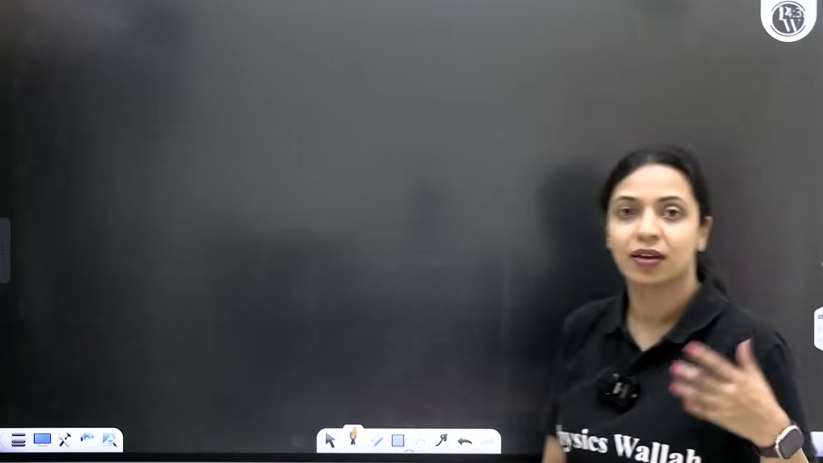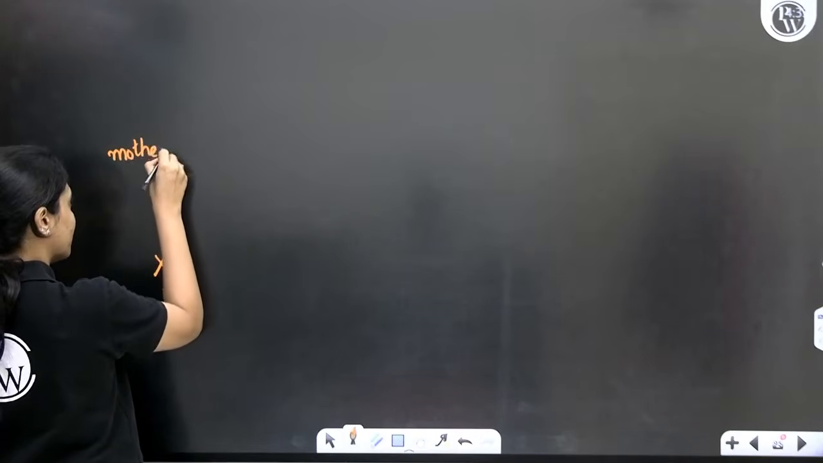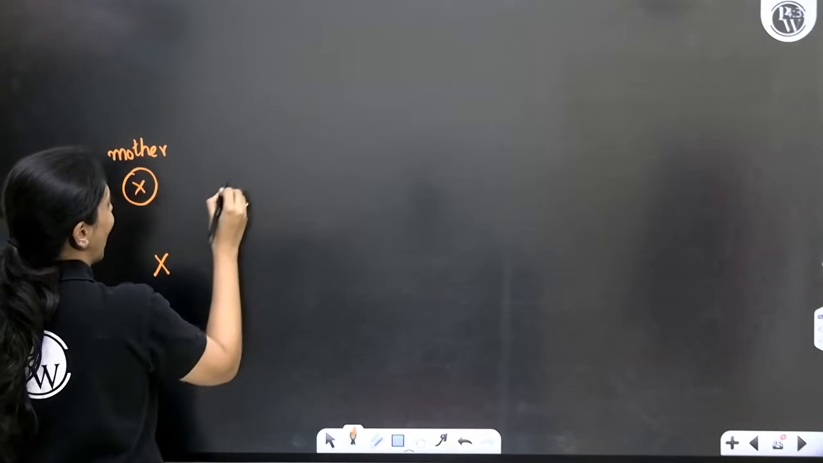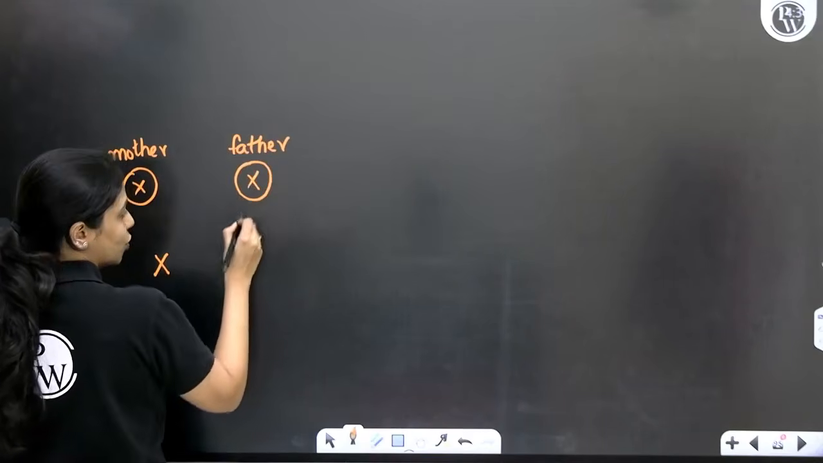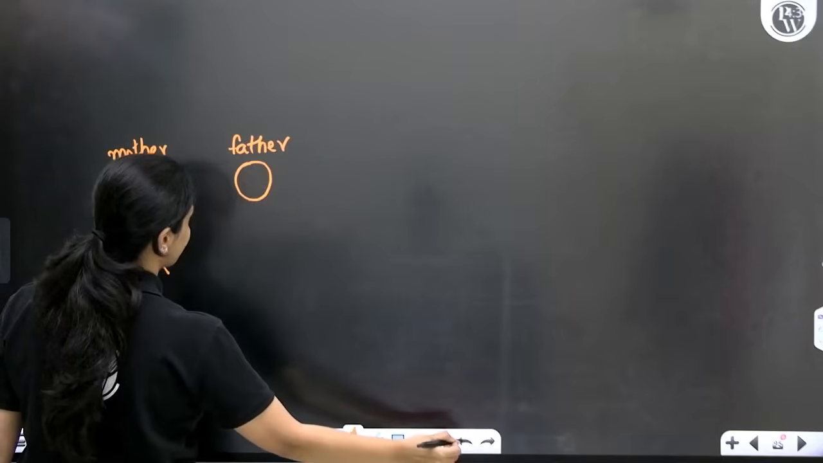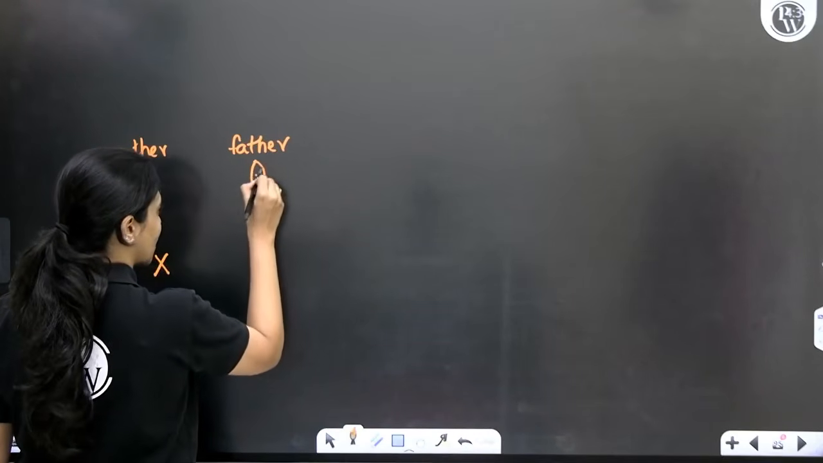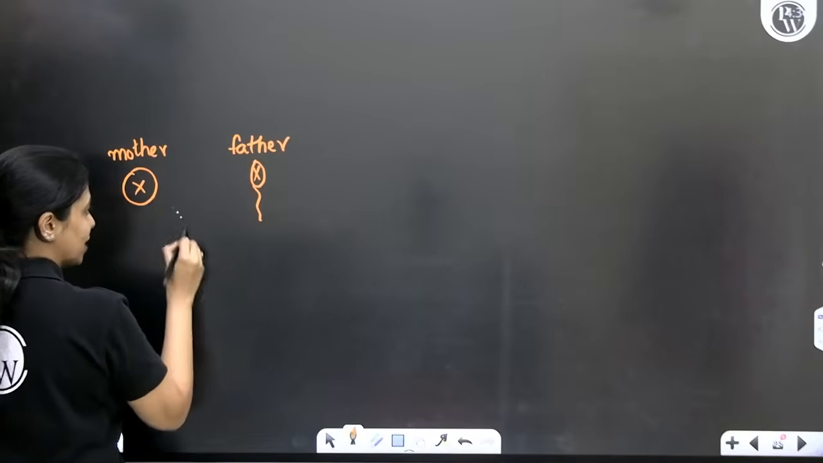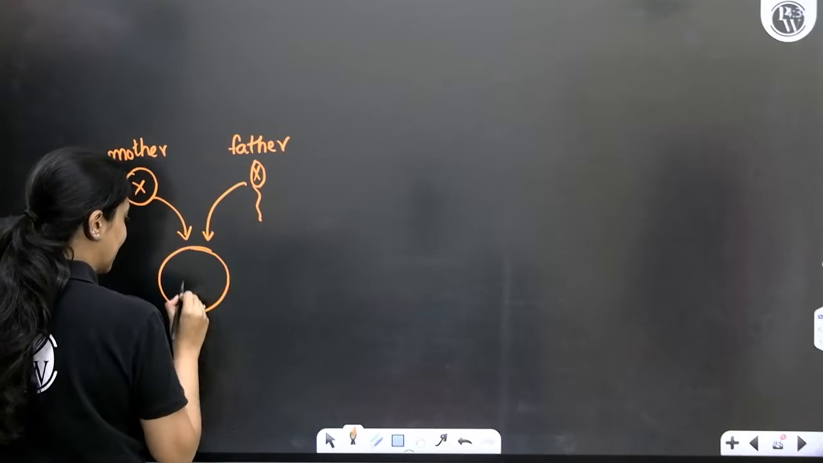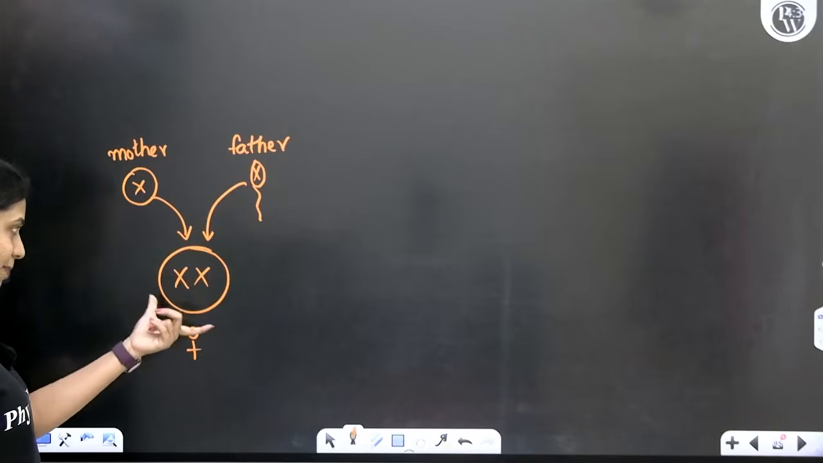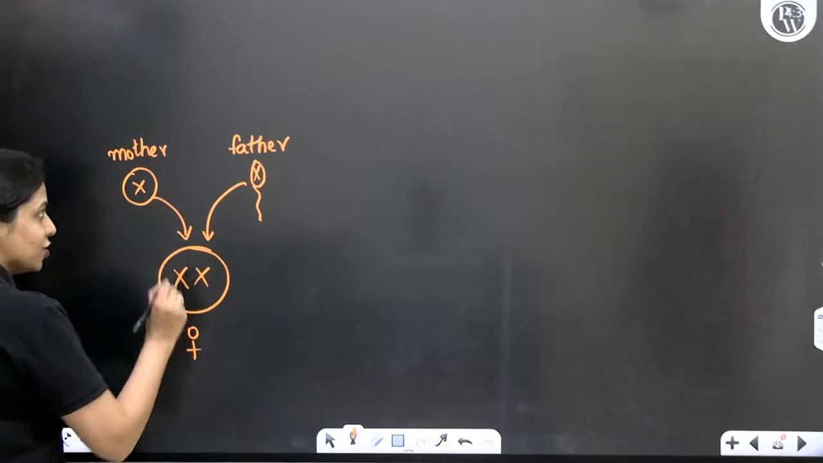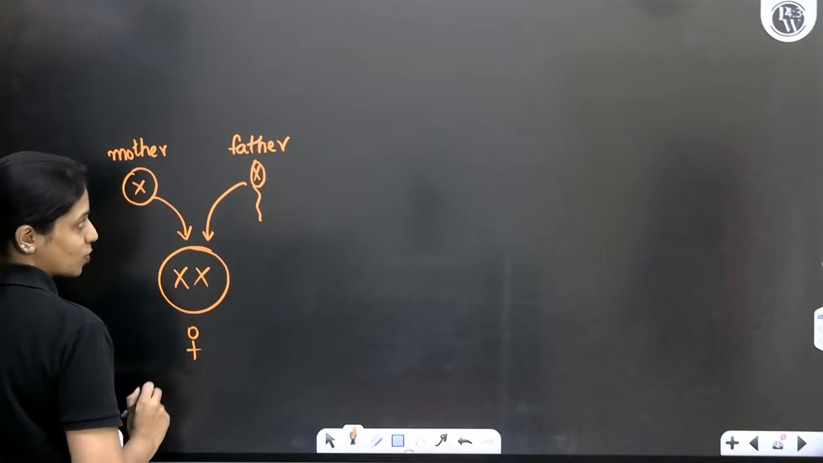We know about sex determination. If a female child has to form, she gets 1 X chromosome from the mother through her egg and 1 X chromosome from her father through the sperm, right? Let's say this carries X. Only when these two come together, you will have a child that is born with 2 X chromosomes, which is a girl. Now this female, if she has to be colorblind, she gets 1 X chromosome from her father, 1 X chromosome from her mother.